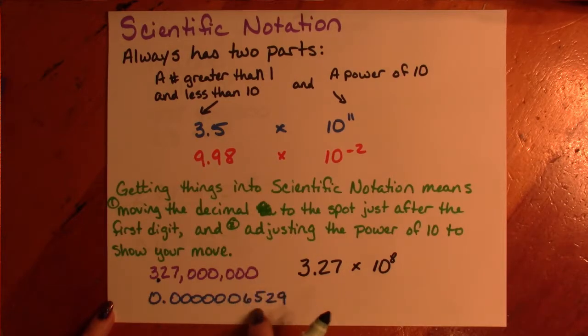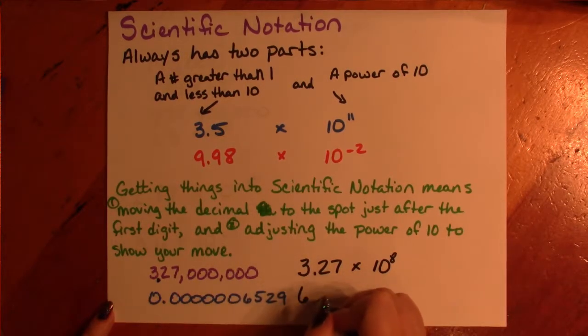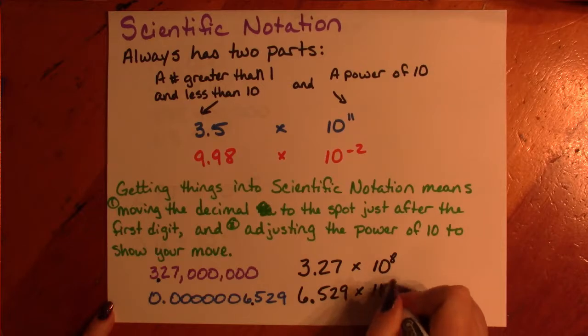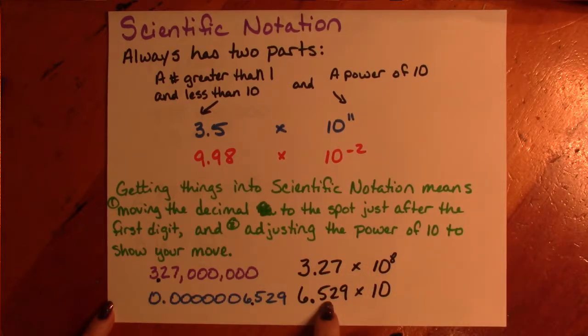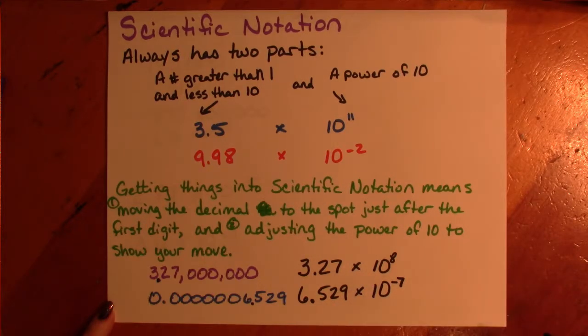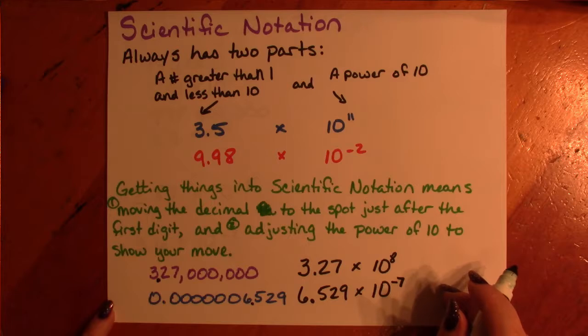Here I'm going to take the digits, 6, and I want my decimal there, 5, 2, 9. I want my decimal there. How many times did I move that? 1, 2, 3, 4, 5, 6, 7. I moved that 7, but this is a bigger number than this, so I have to make this smaller. Times 10 to the negative 7.